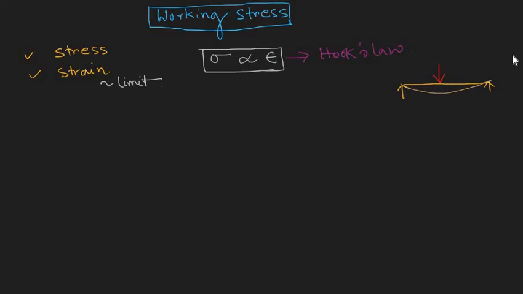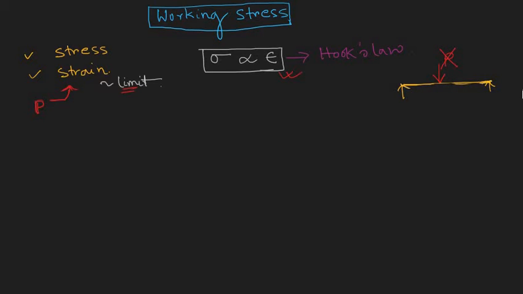Now if the magnitude of this load P is such that your strain is within the limit, let's say P is very small, the strain is within the limit, and here Hooke's law is valid. So when you simply remove the load, the structure will come back to its initial position, and there will be no more deflection. So this is the implication.